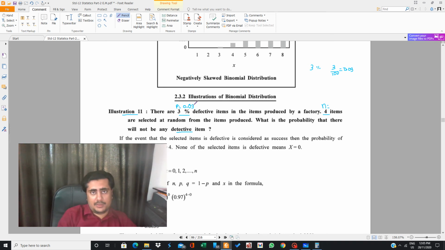So this is P. Now you have N and P. Q you can get, so I'm not questioning on the Q, but I will question on the X. What is X? Just read the question. What is the probability there will not be any defect? If out of 4 you don't want any defective items, that means you want the items to be 0 defective. There should not be any defect in the item.